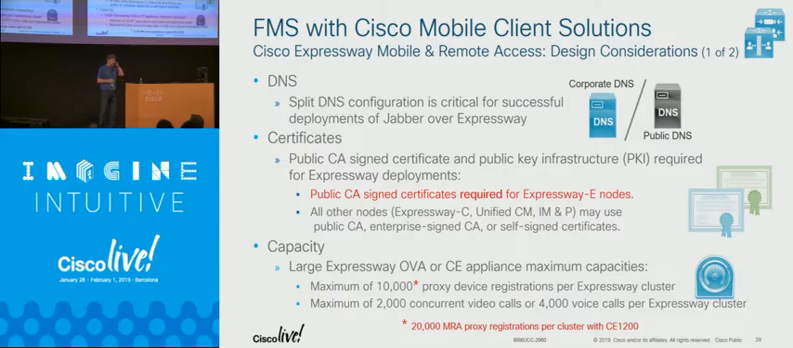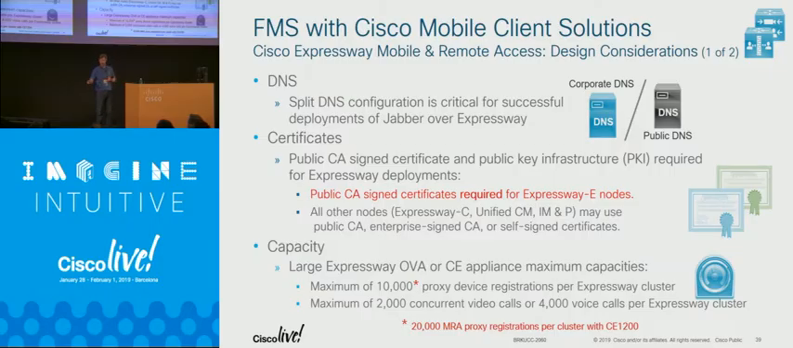Capacity-wise, it's obviously important to know how many users I'm going to have connected over MRA. I need to know, one, how many are going to be registered at any given time, and I also want to be concerned about how many calls, whether voice or video, I'm able to push through Expressway mobile and remote access. We can have a maximum of 10,000 proxy registrations per Expressway cluster, and I'll talk a little bit about clustering in a minute. But 10,000 is the high-level limit, unless you're using the new CE1200 Expressway platform, which allows you to double that to 20,000 per cluster.